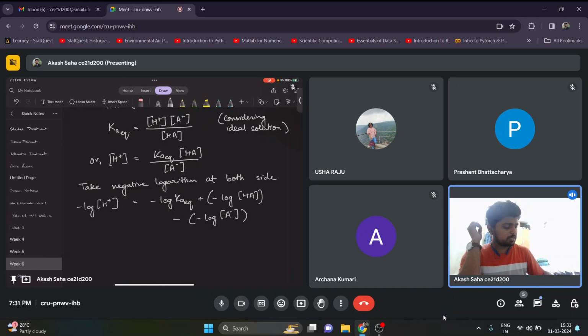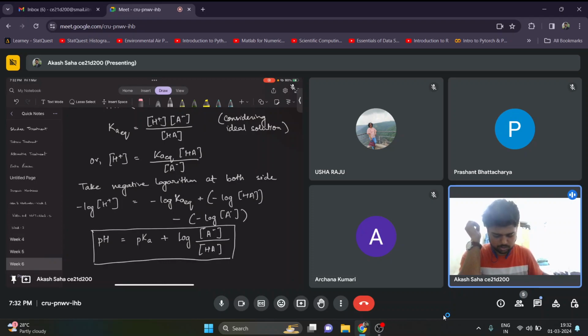logarithm of H plus ion, which is known as pH. So you can write directly as pH, and the negative logarithm of dissociation constant is known as pKa. So plus we can write this negative log, the expression can be written as log of A minus divided by, the minus sign will become the denominator, HA. So this is my equation.